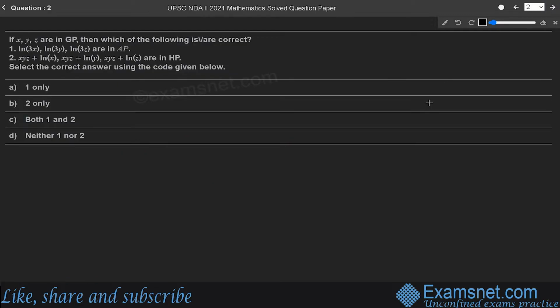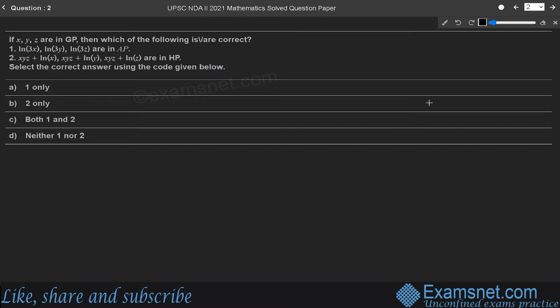Next question is, if x, y and z are in GP, then which one of the following is or are correct? First statement is log of 3x, log of 3y and log of 3z are in AP. Second statement is xyz plus log of x, xyz plus log of y and xyz plus log of z are in HP. Select the correct answer from the code given below.